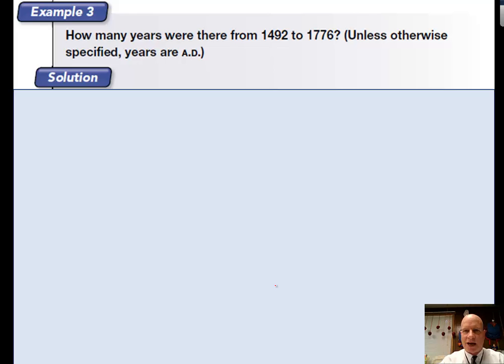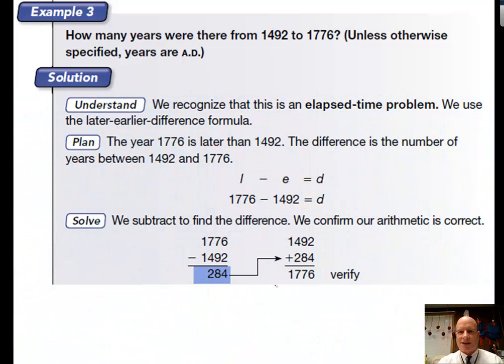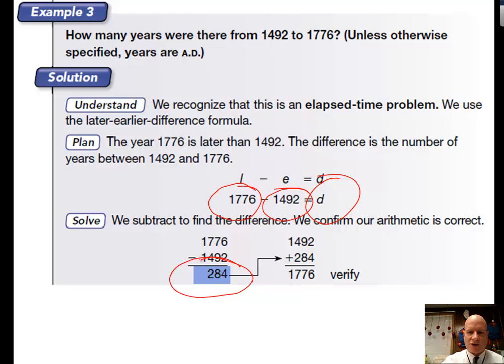How many years were there from 1492 to 1776? Always assume that we're talking about AD and we're not talking about any BC dates unless indicated otherwise. So in this example, calculate how many years fell between the year 1776 and the year 1492. You should have recognized this as an elapsed time problem and known that you need to subtract. So we take the later date, which is 1776, and we subtract the earlier date of 1492 to come up with the difference, or the answer to our problem. In this case, it is 284 years, and the way we verify that's right is we take 1492, the earlier date, add to that the 284 to see if we come back up to the year 1776, our current date.